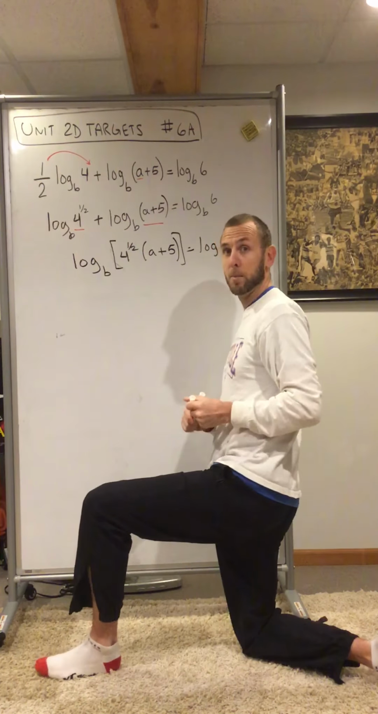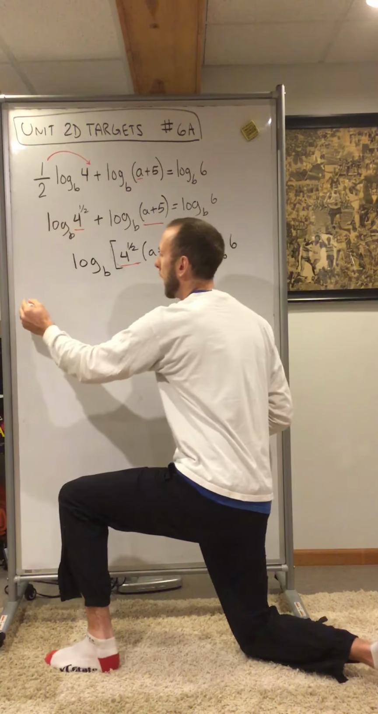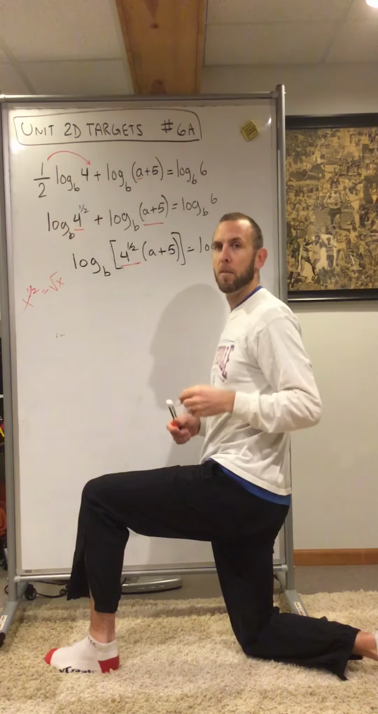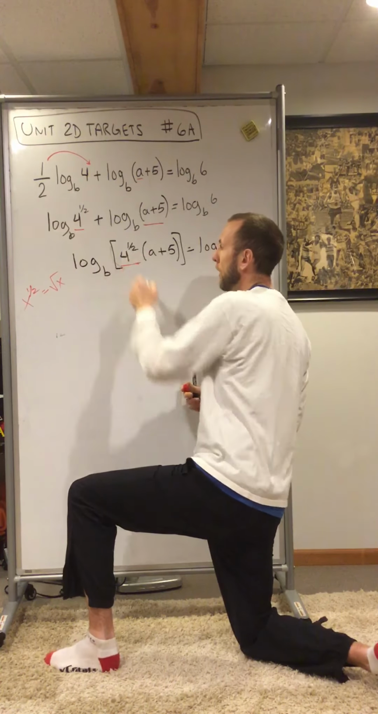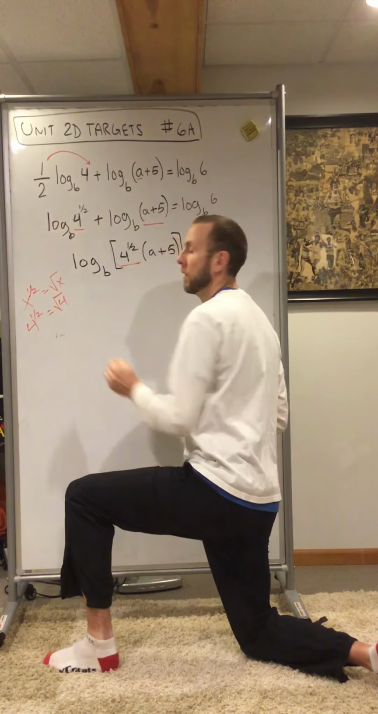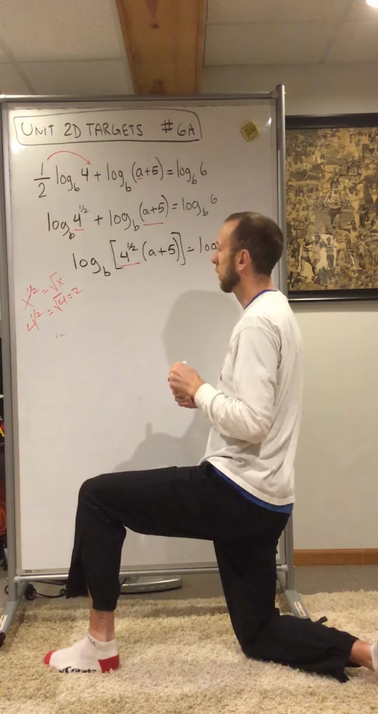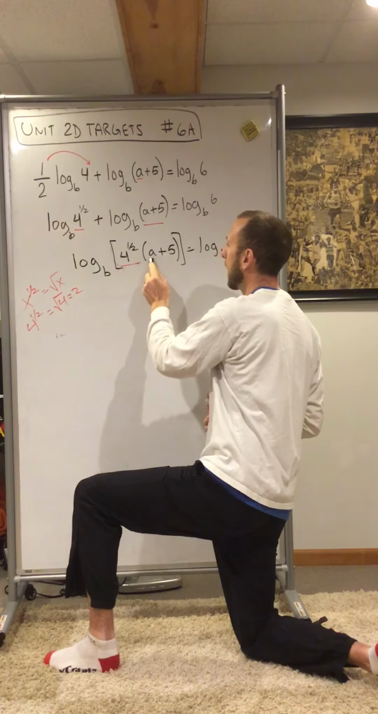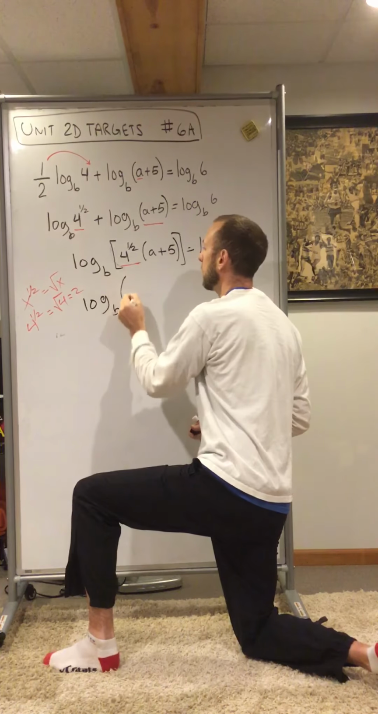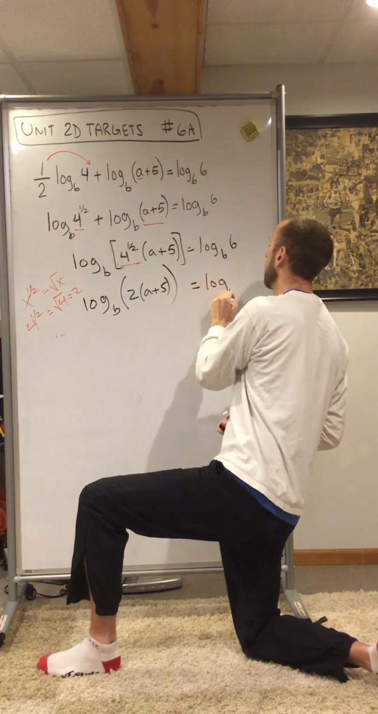Now I probably could have done this before, it doesn't matter, but this 4 to the 1/2, we recall the 1/2 power, that's the same as the square root of the base, square root of x. So 4 to the 1/2 is the same as the square root of 4, and we know the square root of 4 is 2. Okay, so really we have 2 times a plus 5. Okay, so we have log base b of 2 times a plus 5 equals log base b of 6.